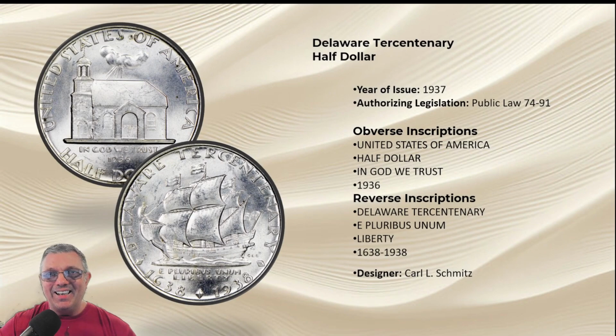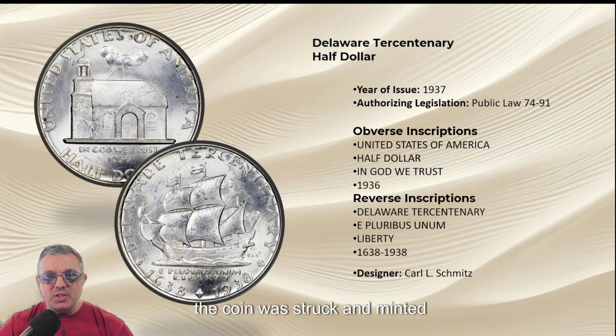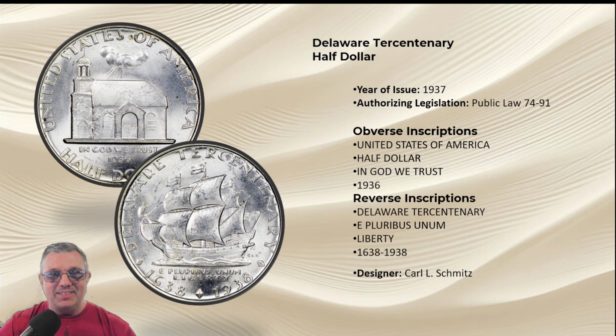Again, another ship, right? This is the Delaware Tercentenary, and the obverse of this coin is dated 1936, while the reverse has a different date. And the reverse is dated 1838. Now, this is the only one that has a dual date on it. Ironically, the coin was struck and minted in '37.